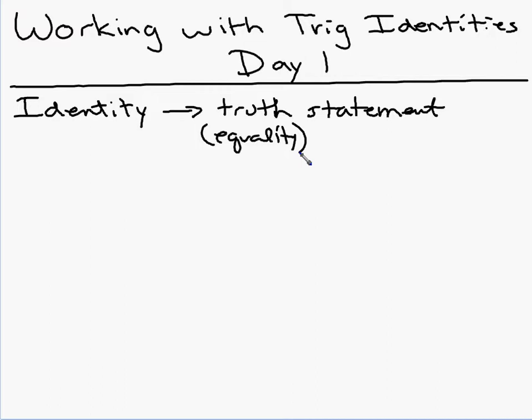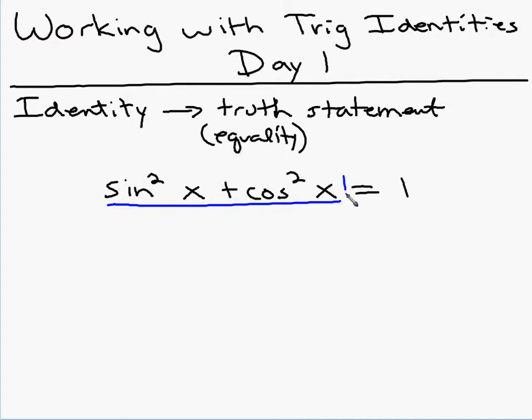And one of the most famous ones is this one. Sine squared, they use a t, I'm going to use an x. Sine squared x plus cosine squared x equals 1. If you look on the right-hand side, you see that trig identity listed, and this is one of the most commonly used trig identities. Now, what does this mean? Well, it means that this side is equal to this side.